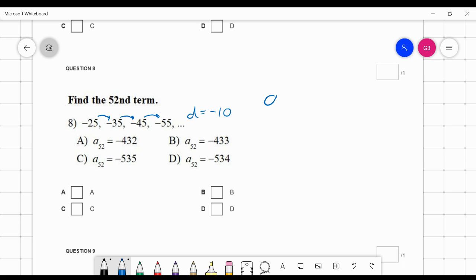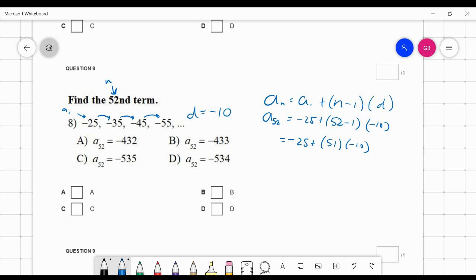Okay. So now let's write the equation. A sub n is a sub 1 plus n minus 1 times d. So for the 52nd term, that's n. So A52 is equal to the first term, which is given. This is A1, negative 25, plus 52 minus 1 times the common difference of negative 10. Okay, so negative 25 plus 51 times negative 10 is negative 25 minus 510, which is negative 535 with this choice here.